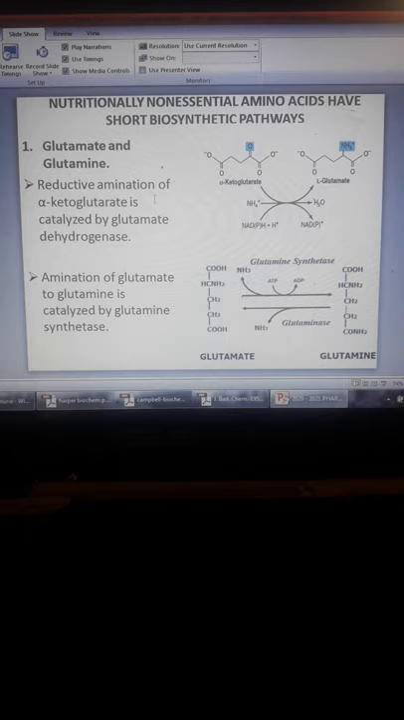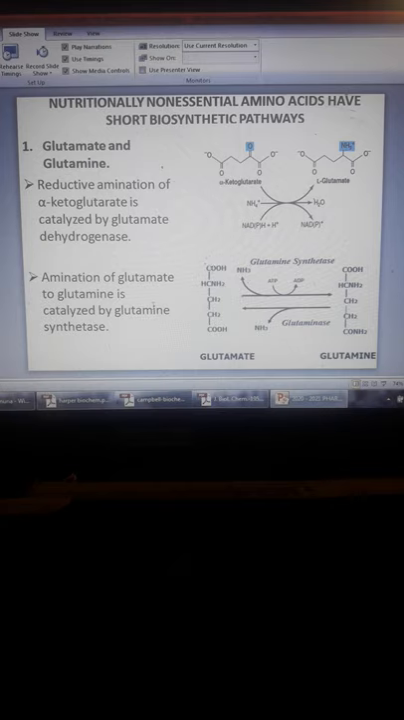The reductive amination of alpha-ketoglutarate. Reductive amination means there is the addition of the amino group, and it is catalyzed by the enzyme glutamate dehydrogenase. So, the nicotinamide adenine dinucleotide is converted to NAD. Okay? This nicotinamide adenine dinucleotide is a reducing agent. So, there is what we call the reduction process. So, your NH4 can be converted into water.